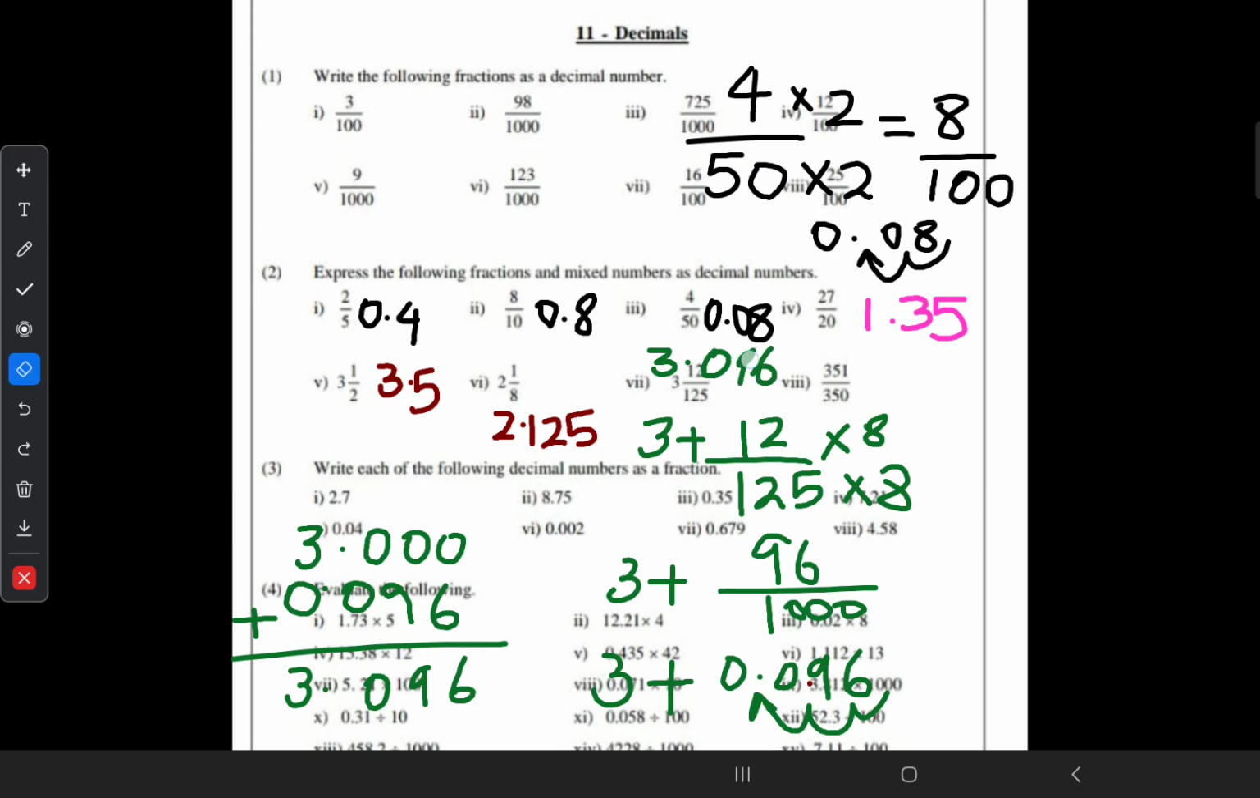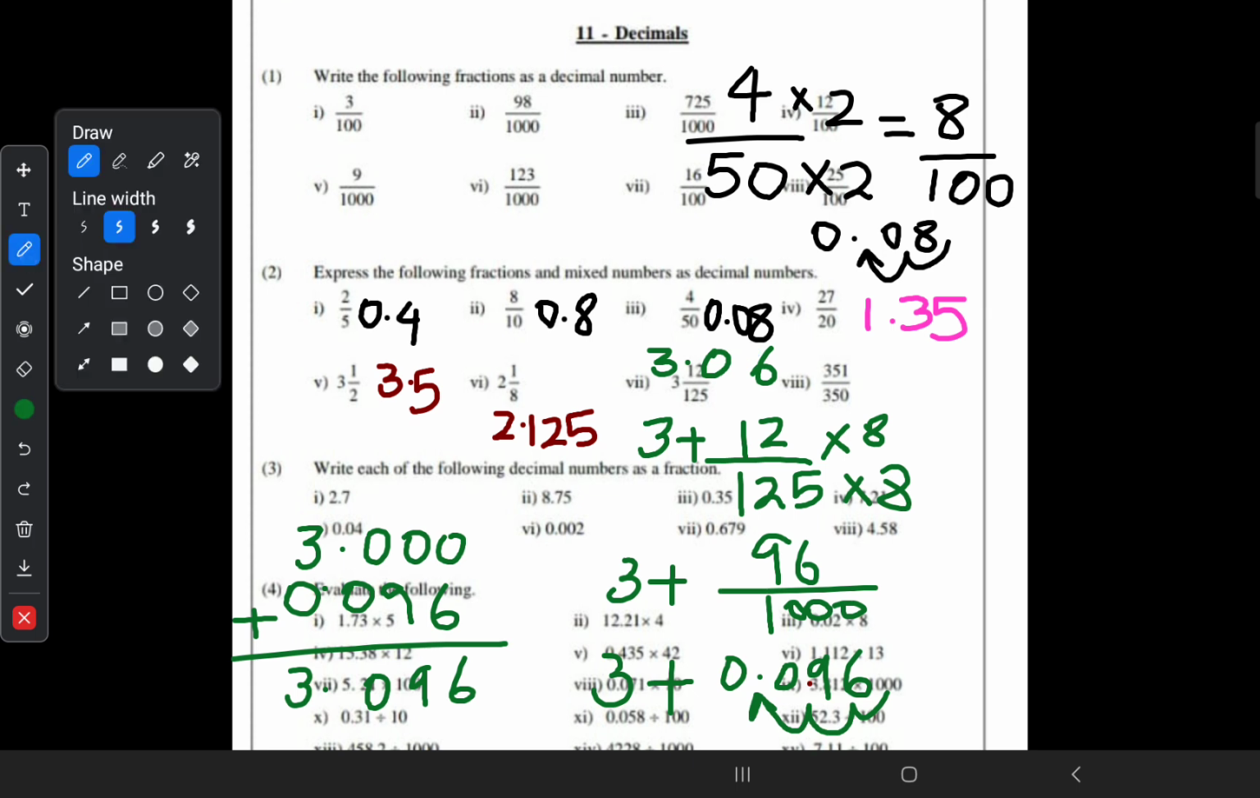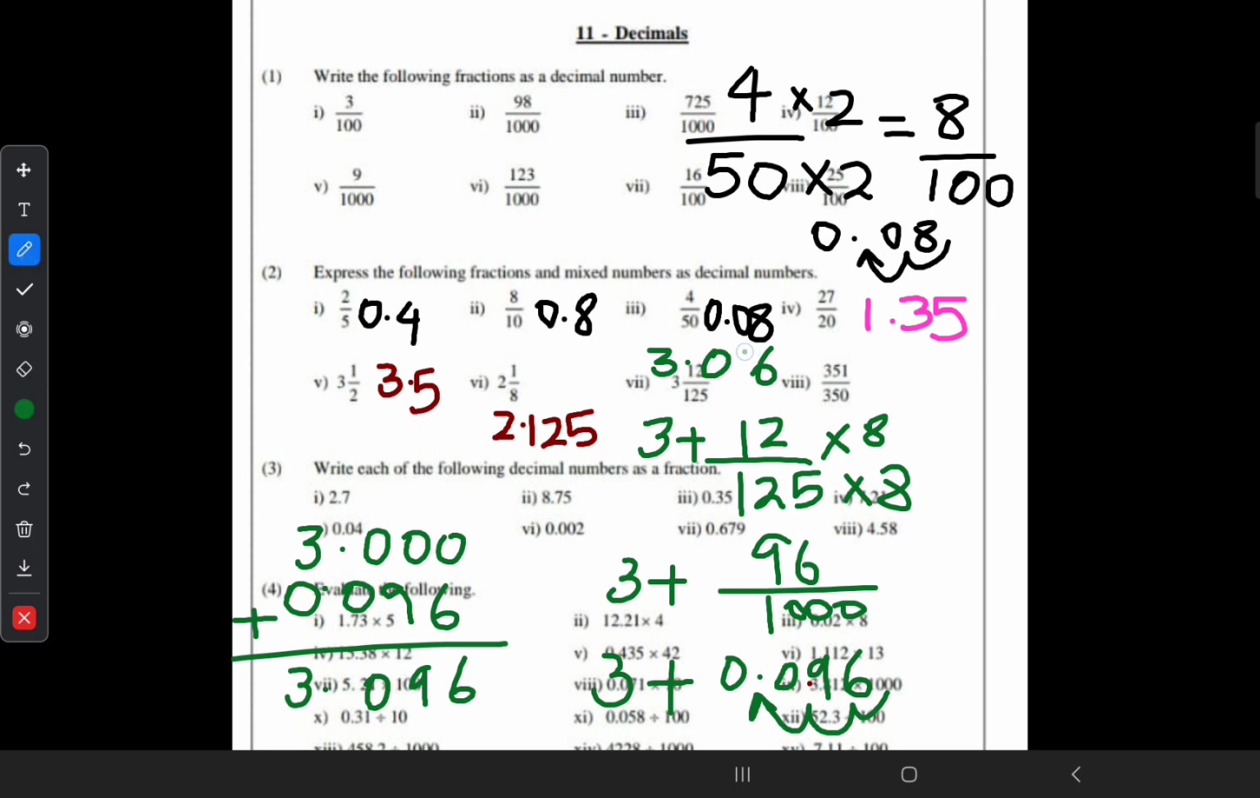Mostly students will struggle while converting these things, but it's not that hard. It's very easy. If you are following this correct procedure, you will receive your answer properly.